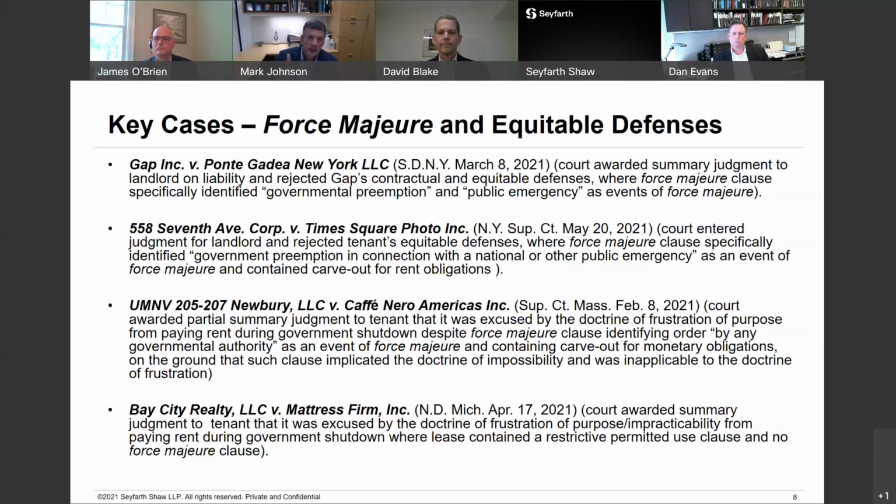I did want to just highlight the Cafe Nero case there, which was kind of interesting because, again, all these cases discuss all these doctrines. But in that case, there was a force majeure clause that identified government order. And it also contained a monetary carve-out saying that rent obligations were not excused. So the landlord thought it was in like Flynn, and it filed a motion for summary judgment. The court actually denied the landlord's motion, entered summary judgment for the tenant for just the temporary period of shutdown.